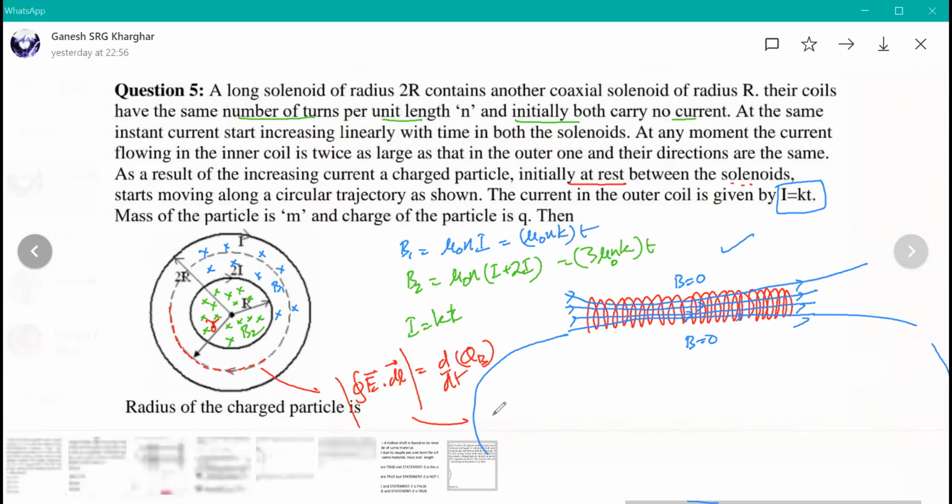So we will get on this side E into 2 pi r. That should be equal to the rate of change of B2 into pi r square, plus B1 into pi r square minus capital R square. Ganesh, is this equation making sense now?